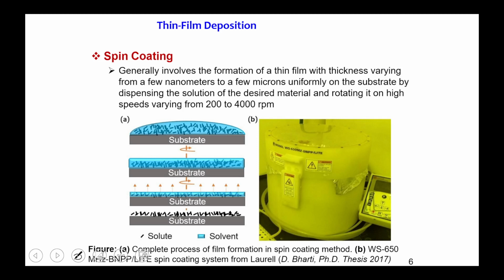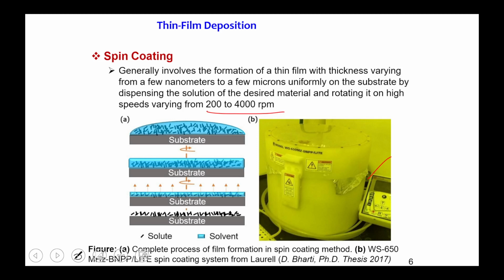So this is the spin coating diagram. This is the spin coating system we use, and it generally involves the formation of a thin film with thickness varying from a few nanometers to a few microns uniformly on the substrate by dispersing the solution of the desired material and rotating it at high speed, varying from 200 to 4000 rpm.